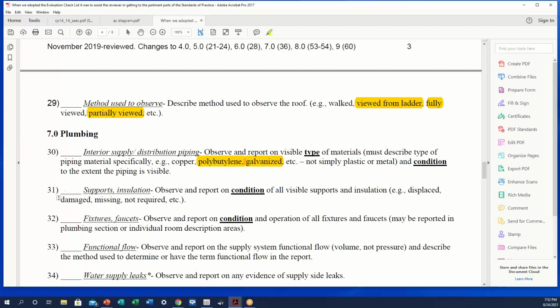Okay. 31. Anybody have any questions about piping? I hate the word monitor for galvanized pipe. If you just stop saying that, I would feel better, but I'm not telling you how to write your reports, okay?